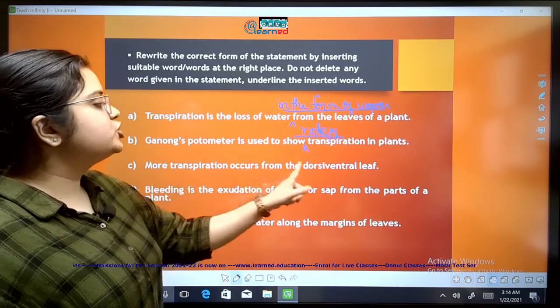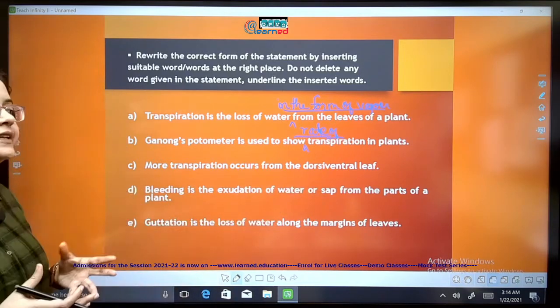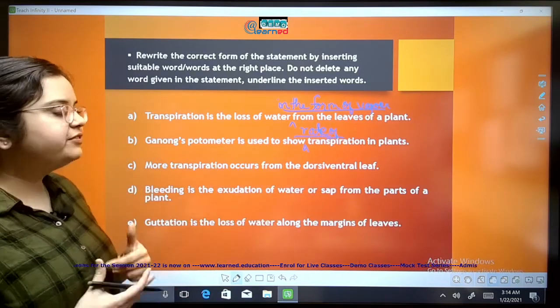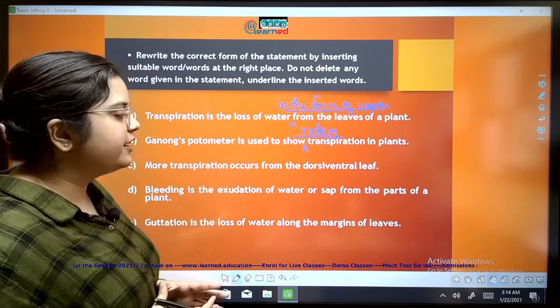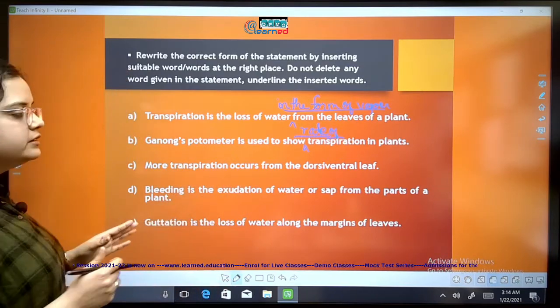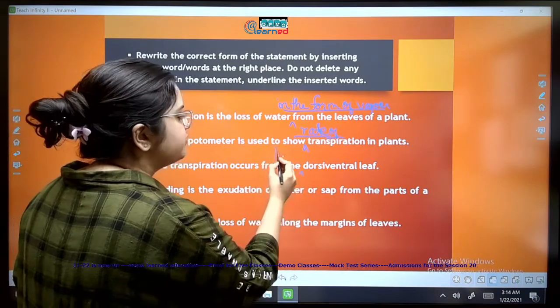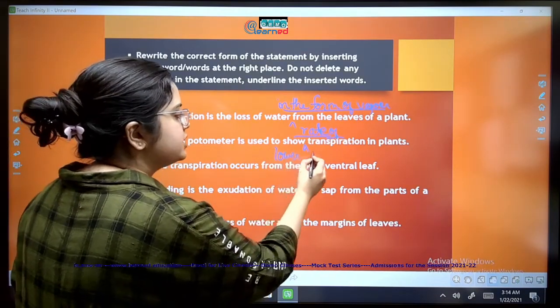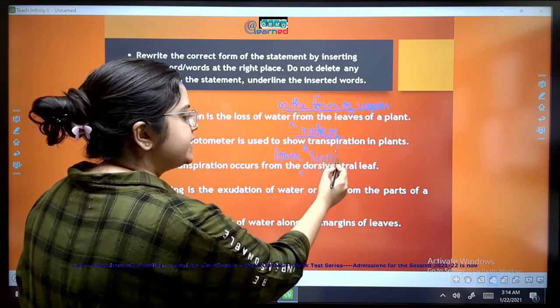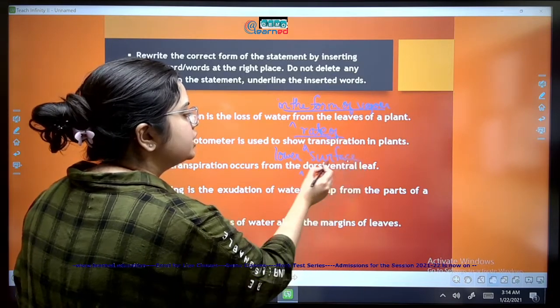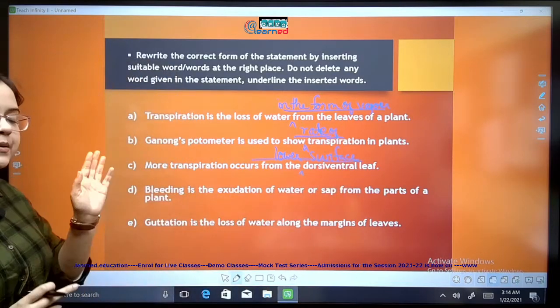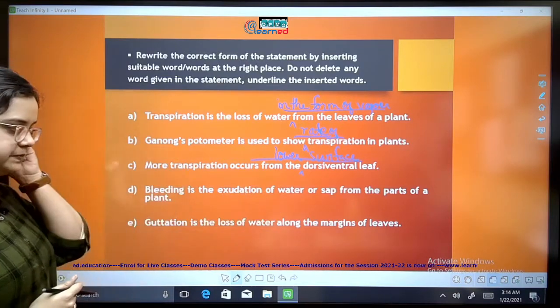More transpiration occurs from dorsiventral leaf. What part have they missed? They have missed that more transpiration occurs from the lower surface. Very good, for those who have already said, it happens through the lower surface of the leaves. As I am writing, you guess the next answer.